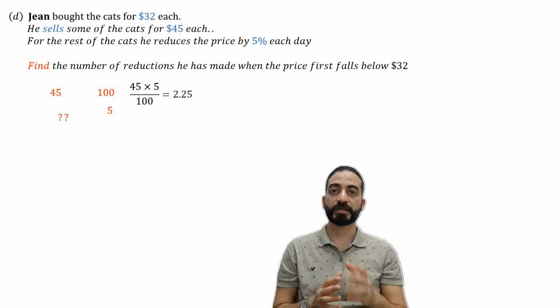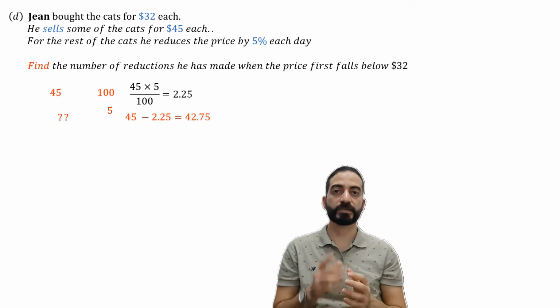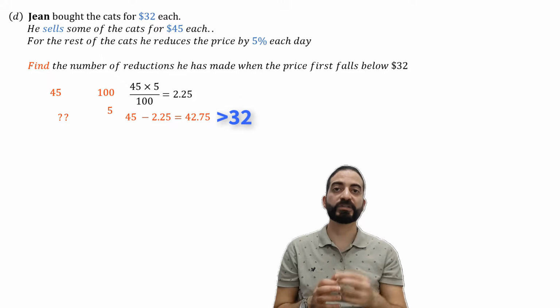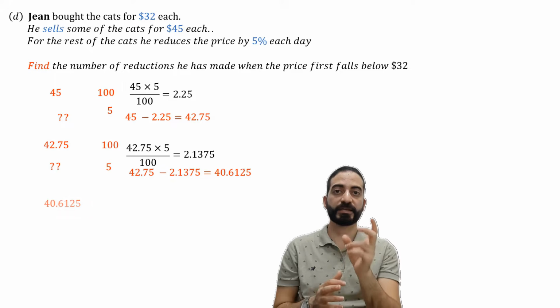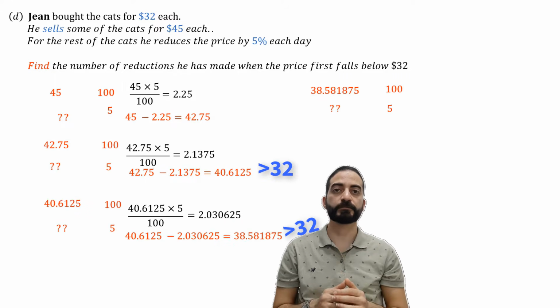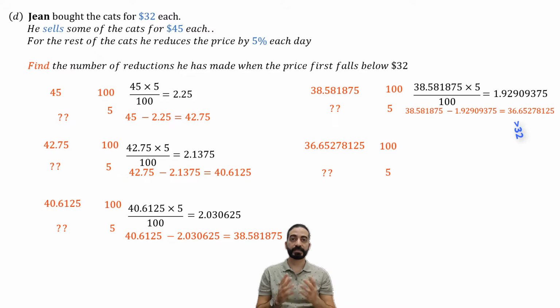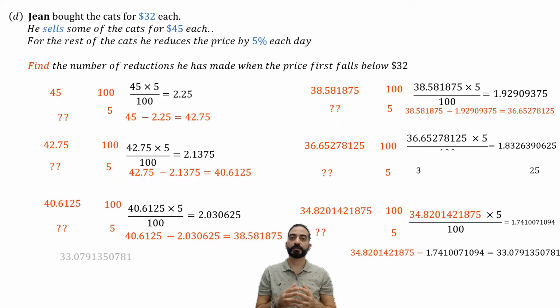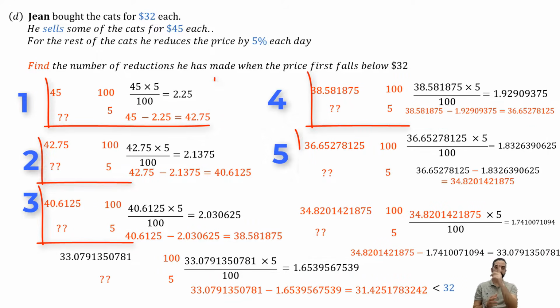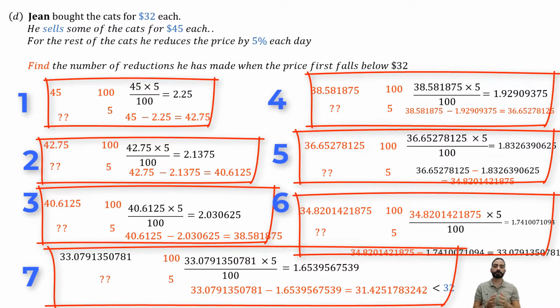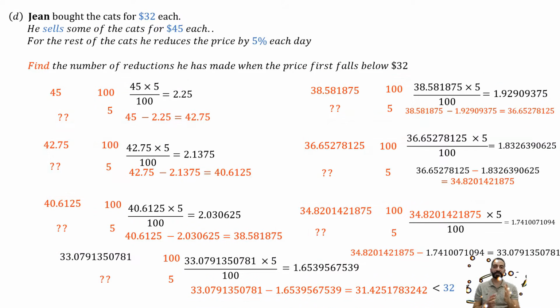$45. Now, as long as Gene reduces the price, this means that we must do subtraction, as we notice that this number is greater than $32. We must repeat this process to obtain an answer that is smaller than $32. As we notice, we repeat this process to finally obtain an answer that is smaller than $32. Now we count how many times we performed this operation. As we can see, we performed this operation 7 times. This means that the number of reductions is 7.